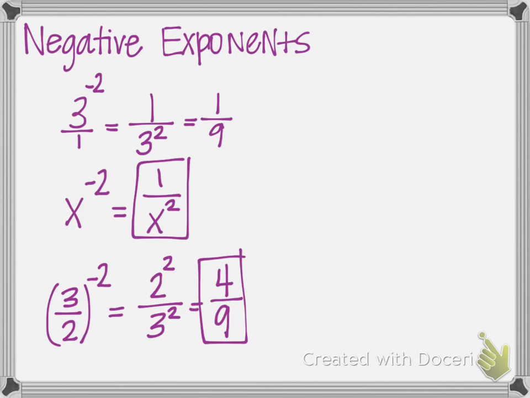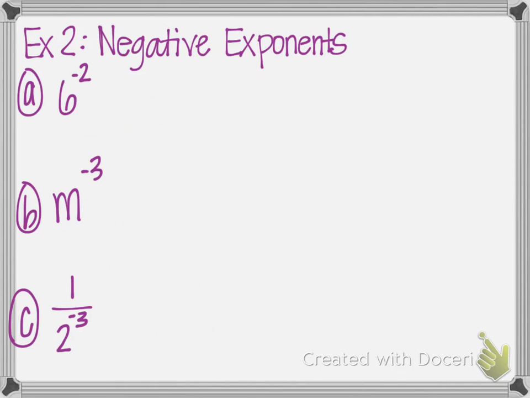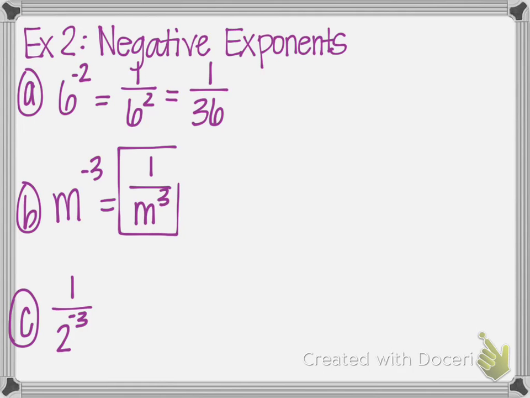Okay, negative exponents make your life a little bit more difficult. Let's do some examples. 6 to the negative 2 power is going to be 1 over 6 squared, which is 1 over 36. M to the negative 3 is going to be 1 over m cubed. Since you don't know what m is, you have to stop there.